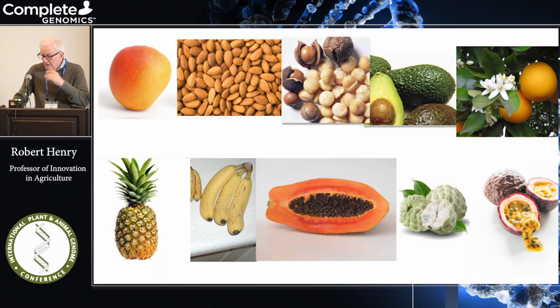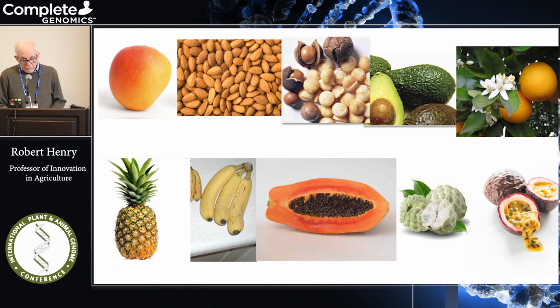These are the targets. So we started by building reference genomes for all of these and sequencing the germplasm that's available, so that we've got a complete genomics basis for breeding of mango, almond, macadamia, avocado, citrus, and in the latest iteration adding pineapple, banana, papaya, custard apple and passion fruit. Now these represent for us the most important, economically most important species, and that's why they're chosen as the targets for developing these genomic platforms.